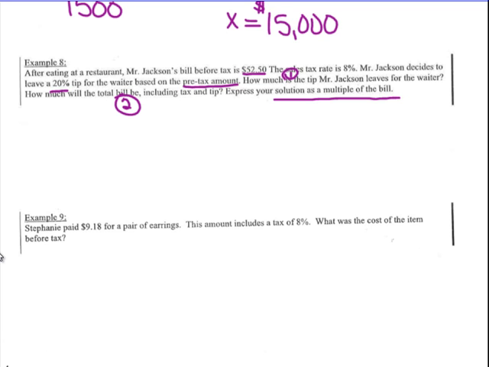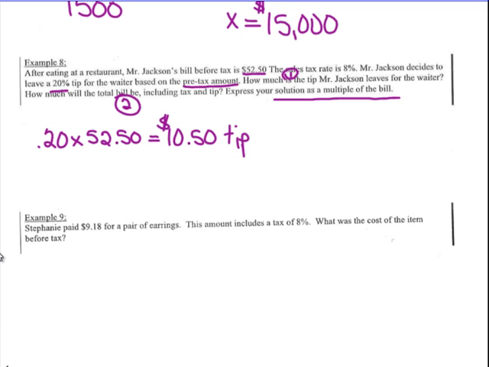He wants to leave 20%, 20 hundredths of $52.50. Well, 10% would be $5.25. So if you double it, it would be $10.50. So how much is the tip? $10.50. And I'm going to label this: this is the tip.